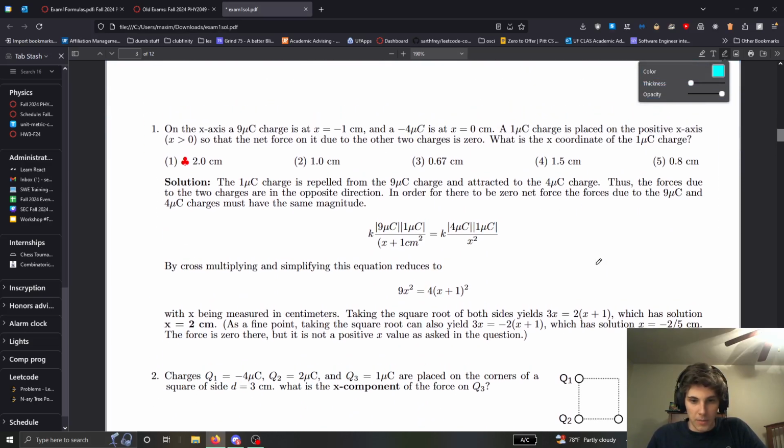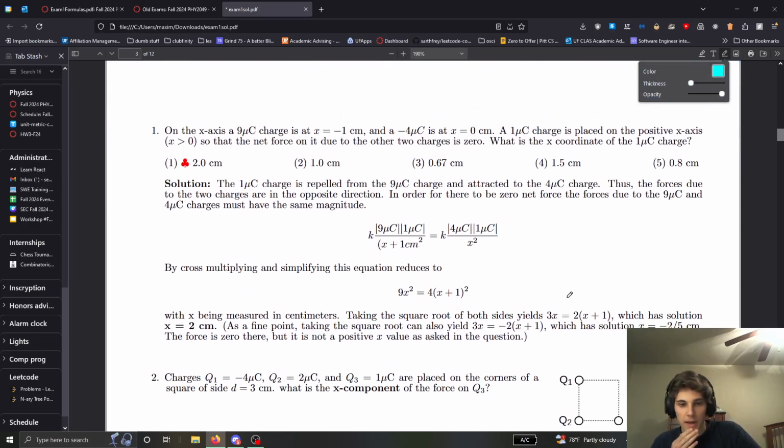All right, number 2. So we have a square here with charges -4, 2, and 1, with side length 3. What is the x component of the force on Q3? So we just need to consider this here and this here. The force because of Q2 is just going to be 2 times 1 over 3 squared.